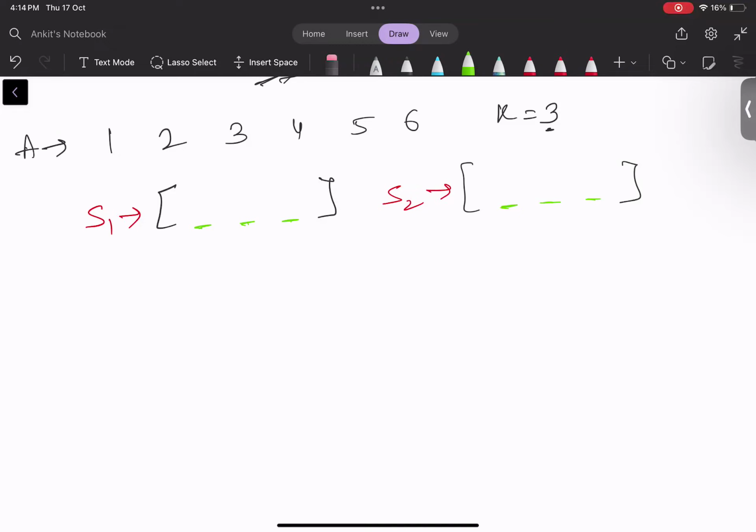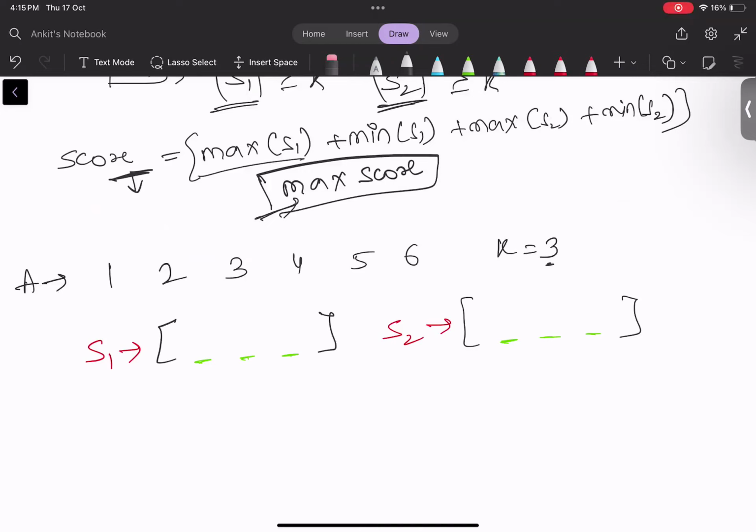The minimum value is 3, so we have to maintain 3, 3. After maintaining 3, 3 here, the array size is completed. So these will be the elements in S1 and S2. How can we place these values? First, we have to maximize this value. That means the maximum of S1, maximum of S2, minimum of S1 plus minimum of S2 should be maximized.